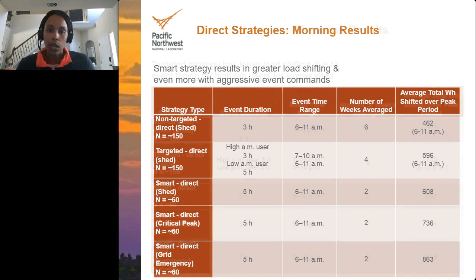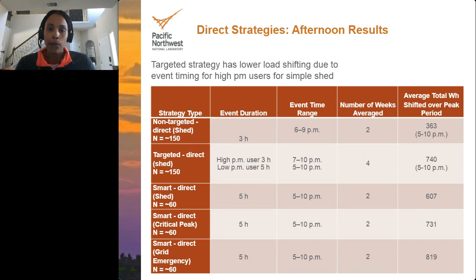And for the afternoon results, again, for the non-targeted versus targeted, we saw a greater load reduction in the targeted versus the non-targeted. However, in this particular case, we didn't see that the smart performed better than the targeted approach. However, as the commands became more aggressive, we did get more increase in shifting. The reason the smart approach didn't outperform the targeted approach in this case is because of the timing of when the shed events occurred for the high and low users. In this case, compared to the morning, the shed events ended at the same time, so the recovery started after the peak period.